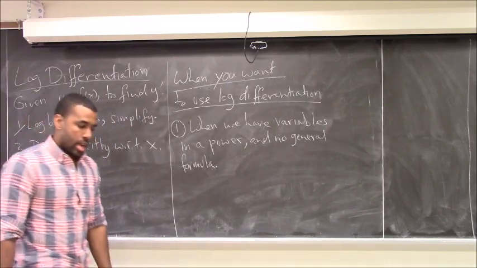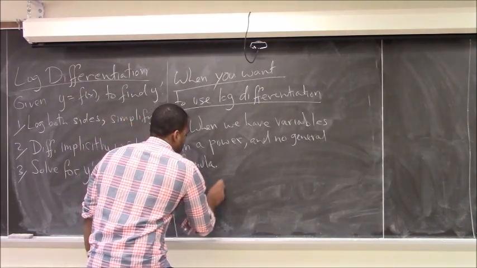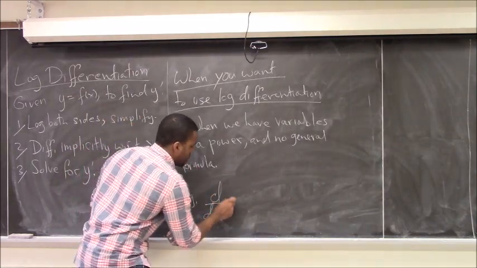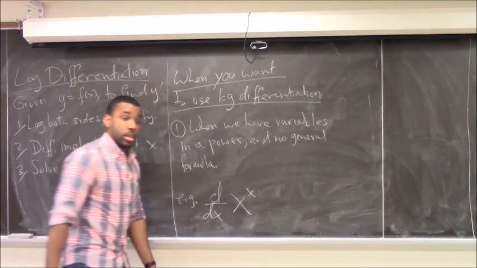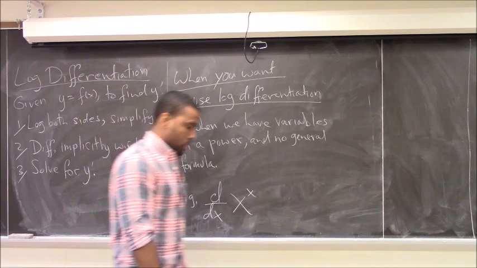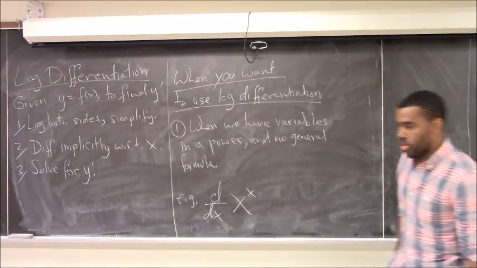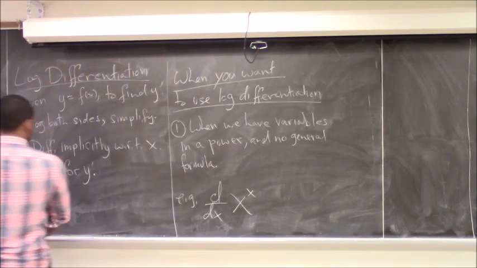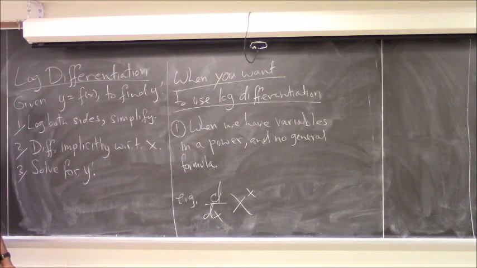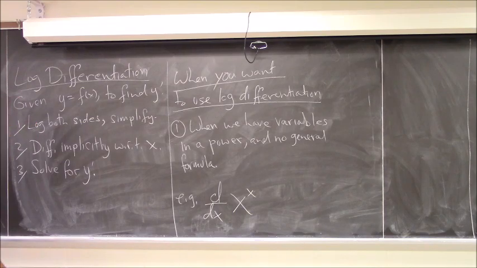So another question that I asked you in the quiz was, I think this was a bonus, how to differentiate x to the x, for example. This is a function where both the base and the power are variables, so they're both growing at the same time. That's a function that grows super fast. It grows faster than an exponential function. And so how do you find something like that?